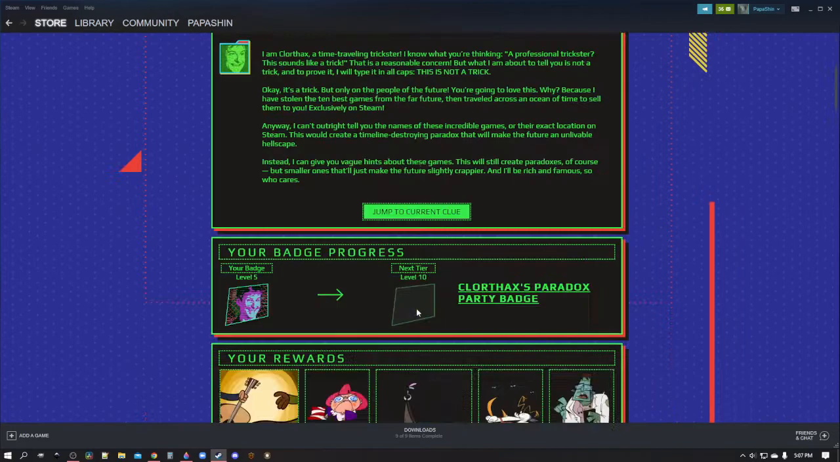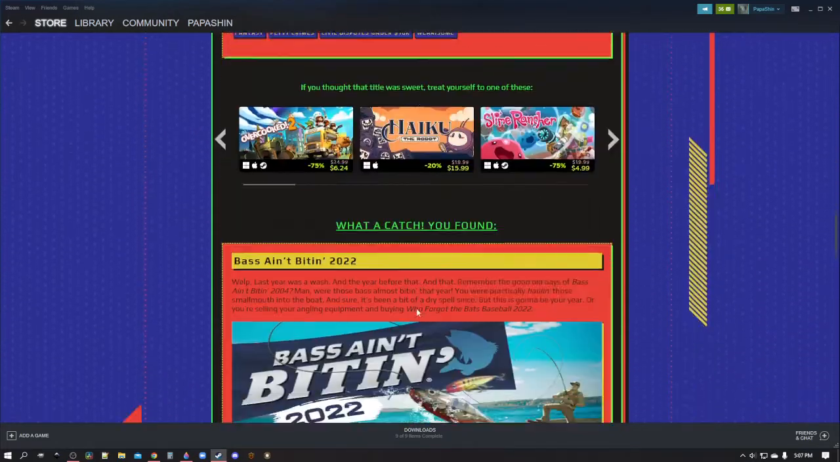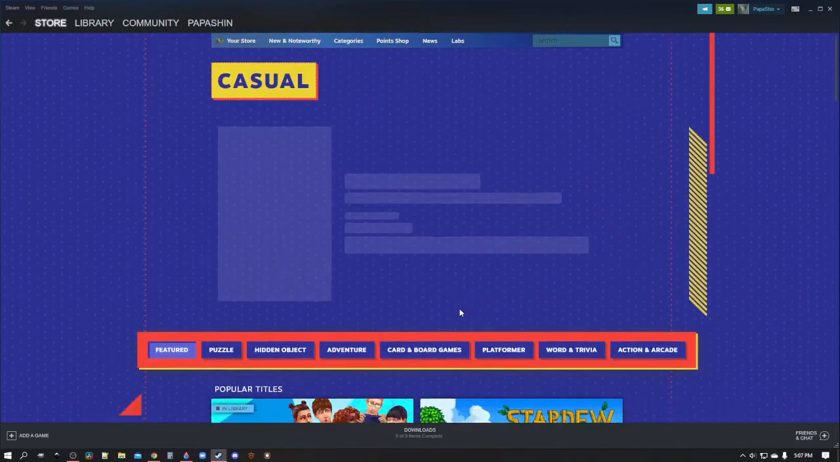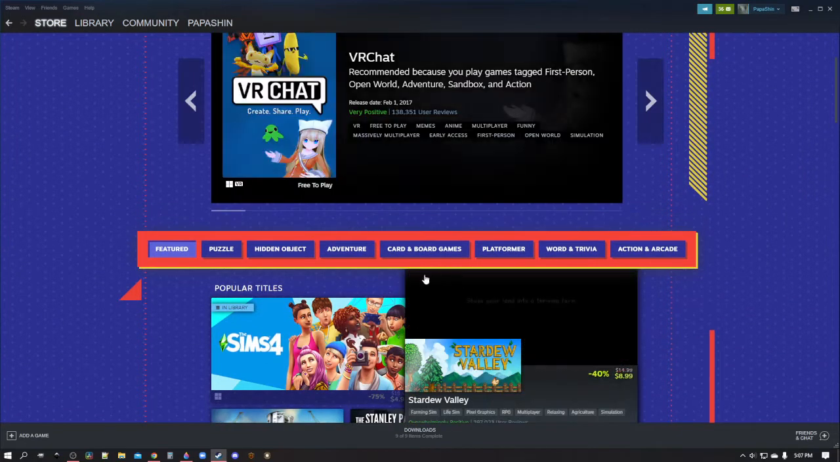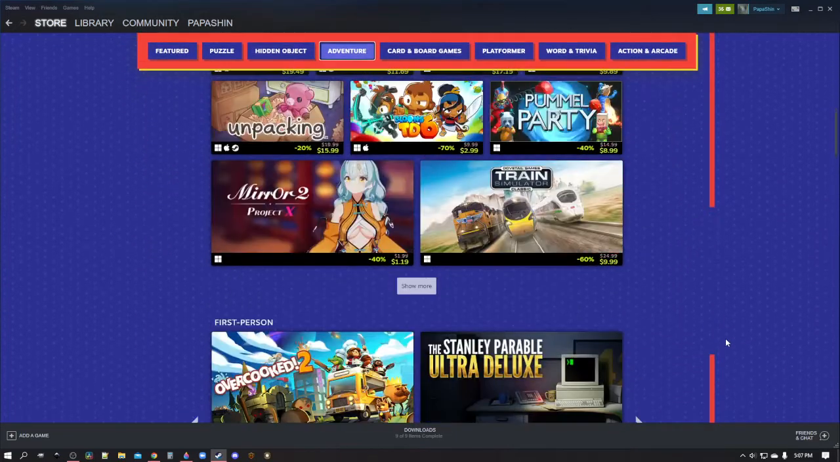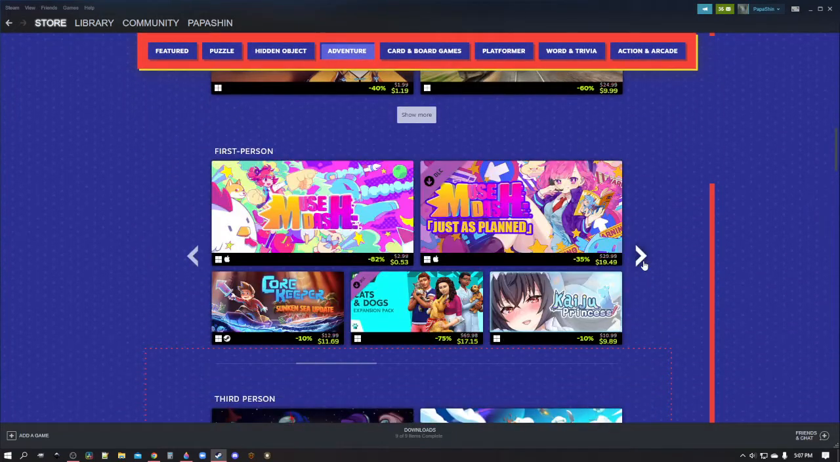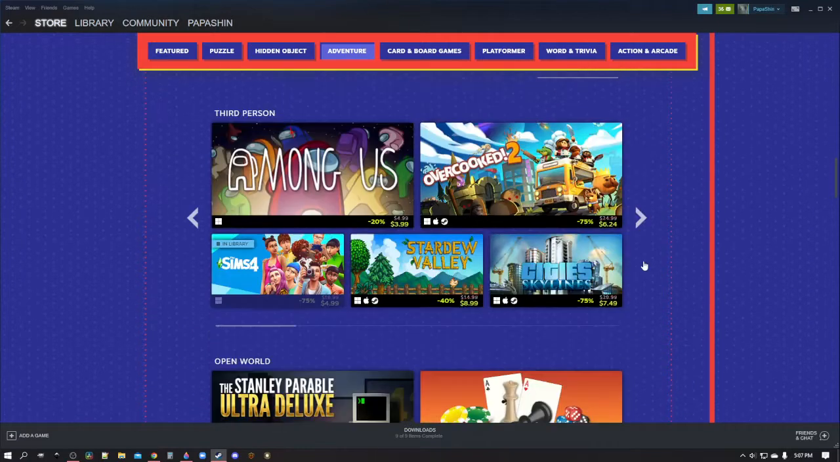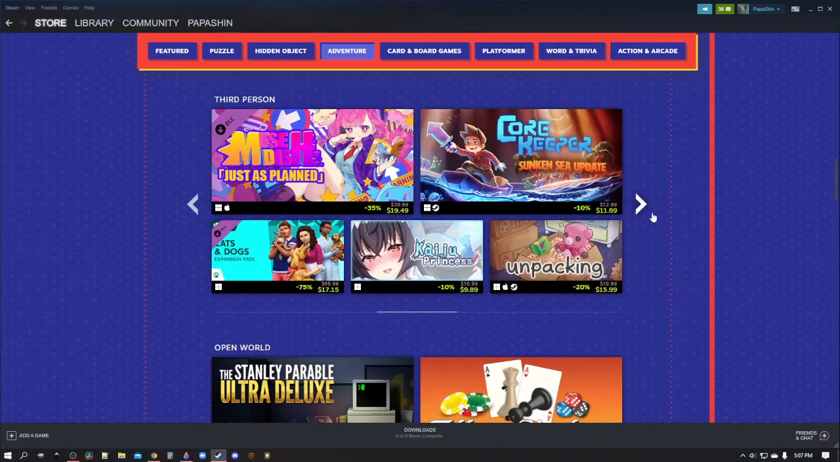No options. Make your choices to make the passive events. The passive event means it's under adventure. It's under adventure. I legit don't remember what this one was called, but I think it was unfunny. Just look at the prices. You can tell if the price is weird.